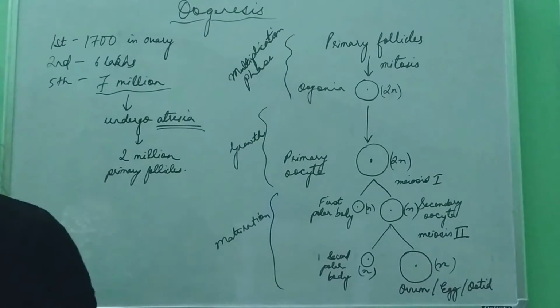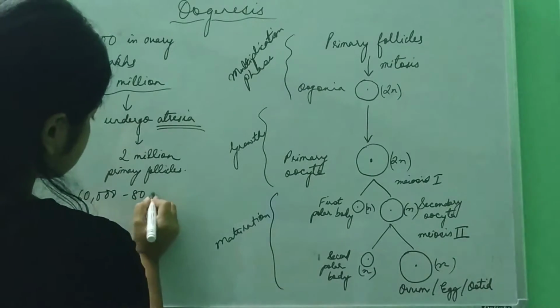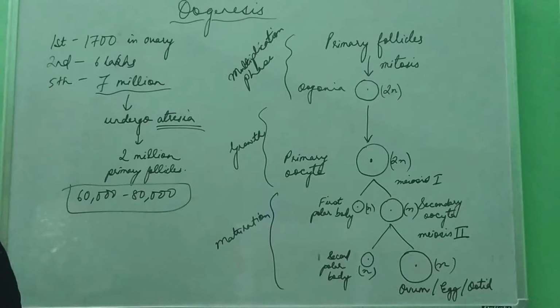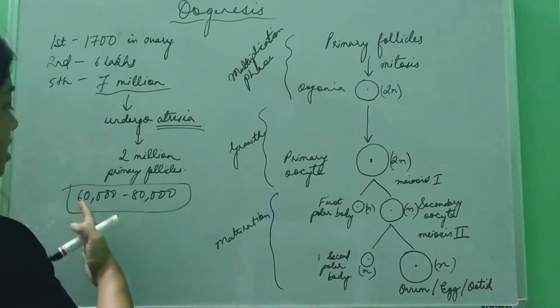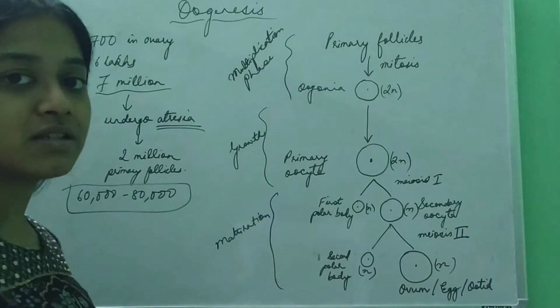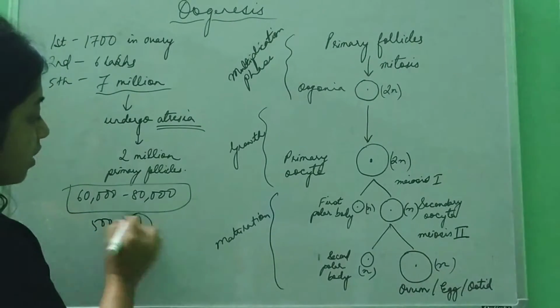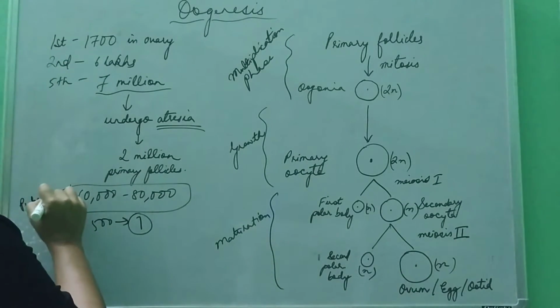So at puberty, there will be around 60,000 to 80,000 primary follicles. In every 500 primary follicles, only one will grow to an egg. So we won't find 60,000 to 80,000 eggs. In every 500 primary follicles, we'll get only one egg. This occurs at puberty.